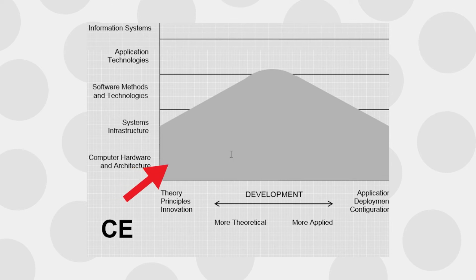As we can see on the graph, computer engineering covers the whole aspect of computer hardware and architecture, and it narrows towards the top as it also covers a bit of software, methodology, and system infrastructure.